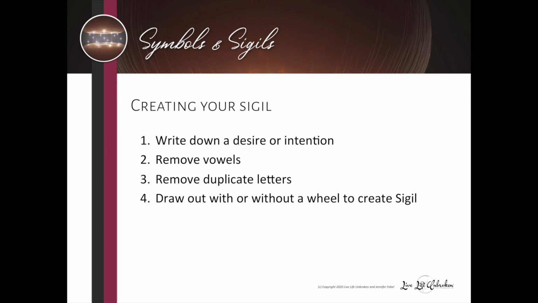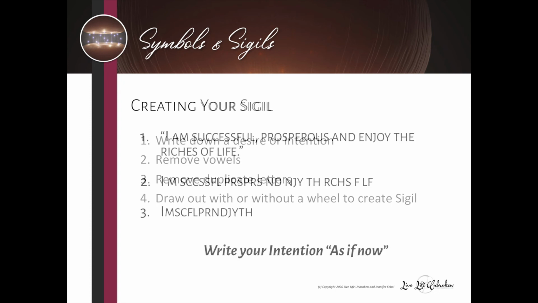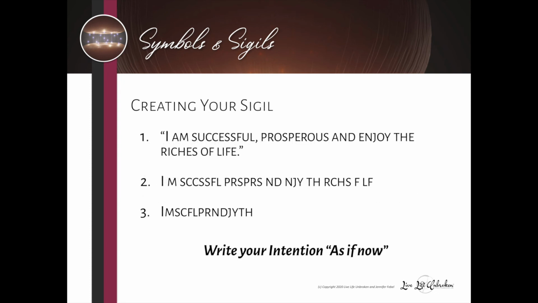So once you come up with your intention, the next step is to remove all of the vowels in that intention. And then once you've done that, remove any duplicate until you are left with a string of unique consonants. And here's what I mean. So let's say your intention is, I am successful, prosperous, and enjoy the riches of life. Once I've decided on that intention, I'm going to go ahead and remove all the vowels. And then in step 3, I'm going to remove any duplicate consonants so that I have a unique string of letters. Are you with me so far?